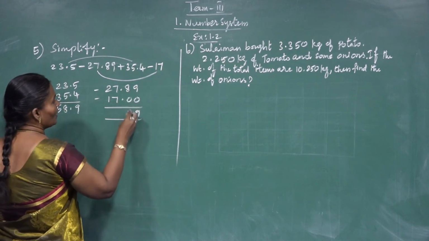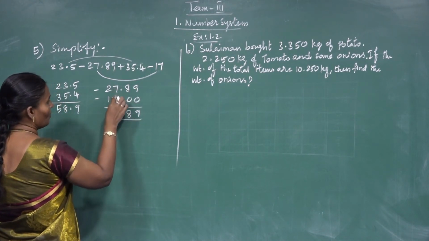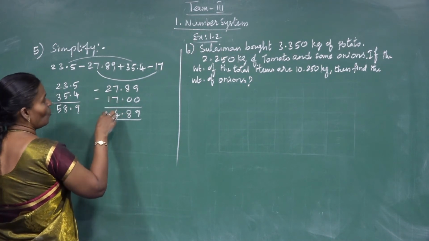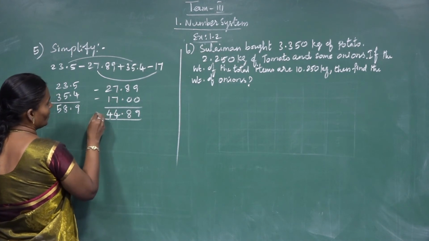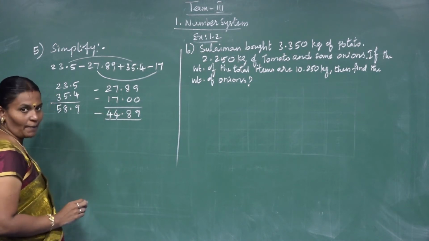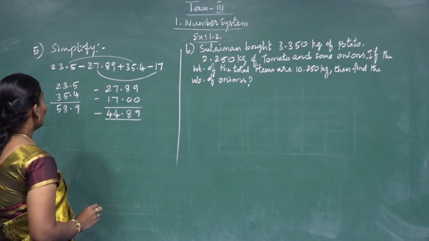So here 9. 8, point. 7 plus 7 is 14, remaining 1. 2 plus 1 is 3. 3 plus 1 is 4. So here the same sign, you have to put the same sign.